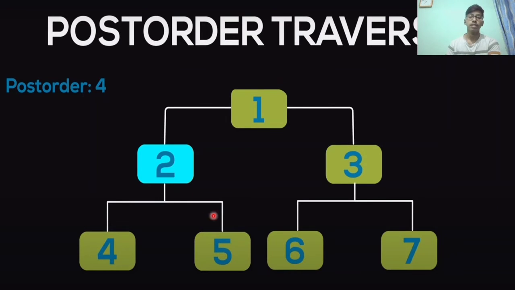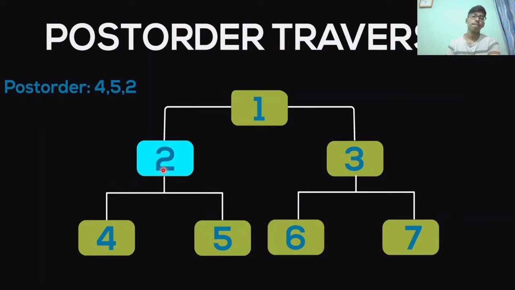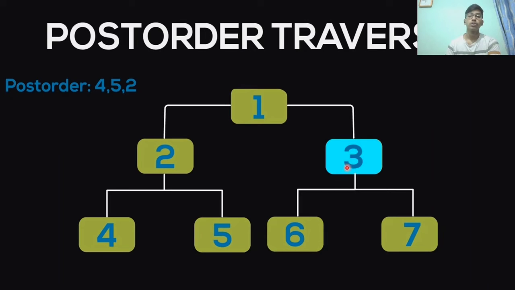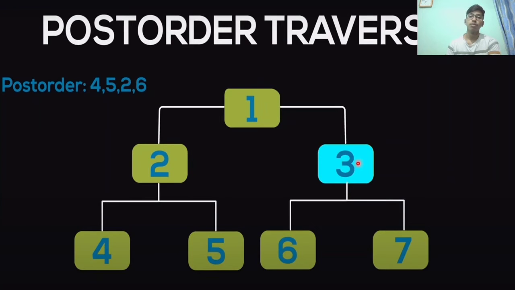Since 2 has a right subtree, we go to 5. 5 doesn't have a left subtree or right subtree, so we add 5 to the post order sequence and we come back to the previous node and add the root item to the post order sequence and come back to the root item, and next it has a right subtree, so we go to 3. 3 has a left subtree, so we go to 6 and add 6 to the post order sequence since it does not have a left subtree or right subtree. Go back to the root item and check the right subtree.